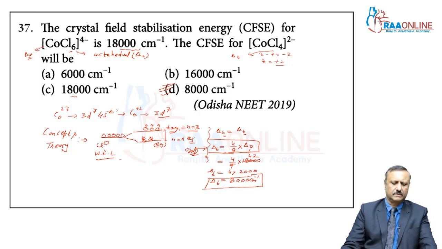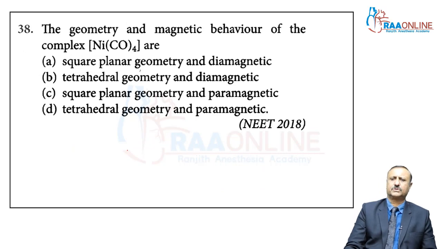Now my dear students, question number 37, you get answer D, and this question was asked in NEET 2019. Now we can see question number 38. Here my dear students, question number 38, the geometry and magnetic behavior of the complex NiCl4. My dear students, this is a direct question.